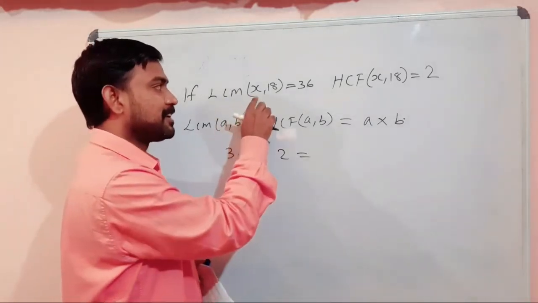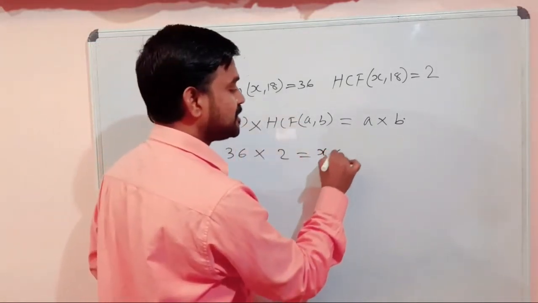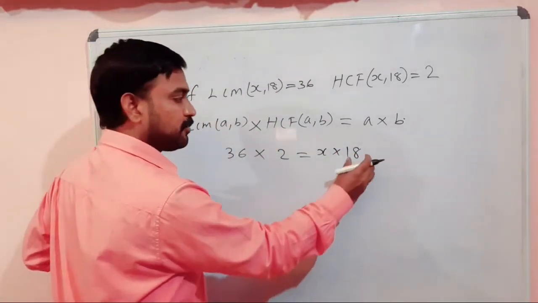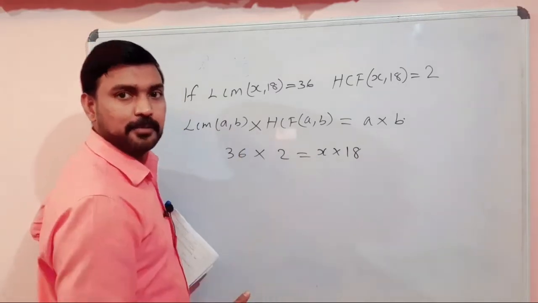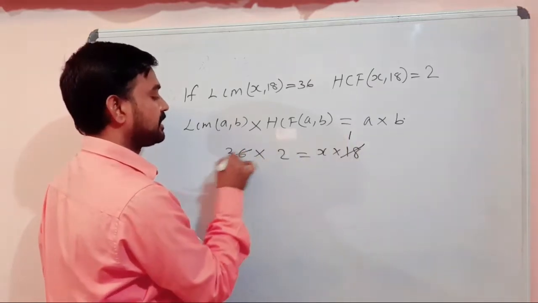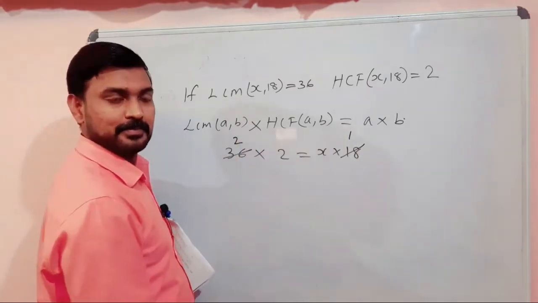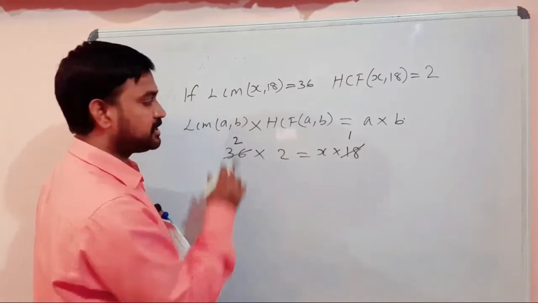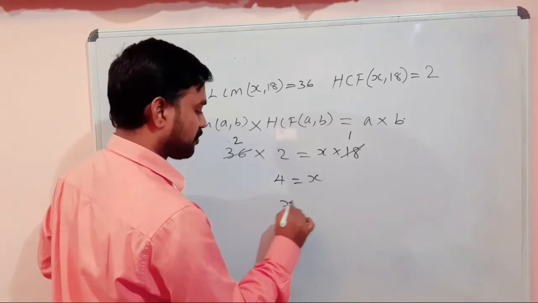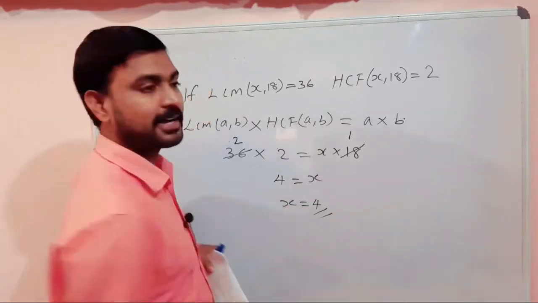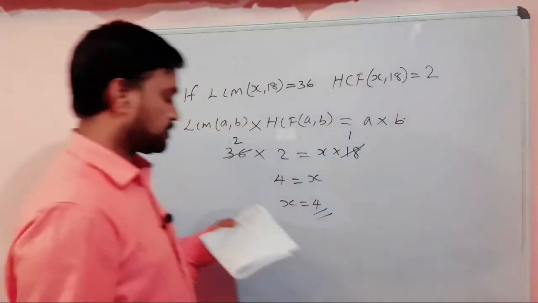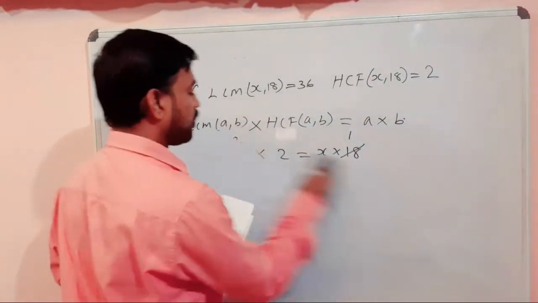What are the numbers here? x and 18. So x into 18. My dear students, here multiplication, here also multiplication. If it is transposed to the other side, it becomes division. So here we can cancel: one 18 is there, and 36 has two 18s. 36 divided by 18 is 2. So 2 into 2 is equal to 4, and 4 is equal to x. So we got the value of x is equal to 4. Here the answer is option C, x is equal to 4.